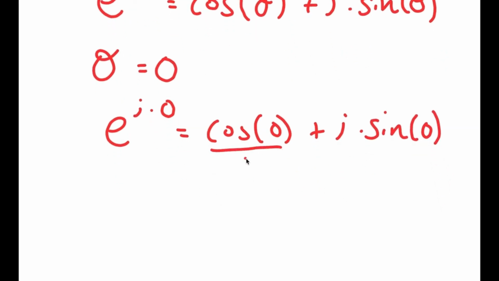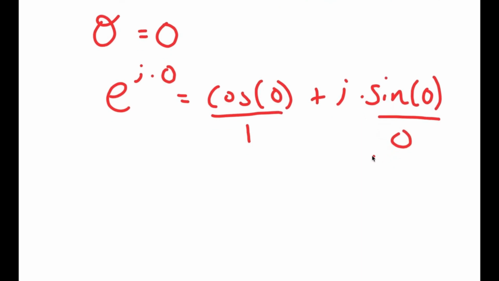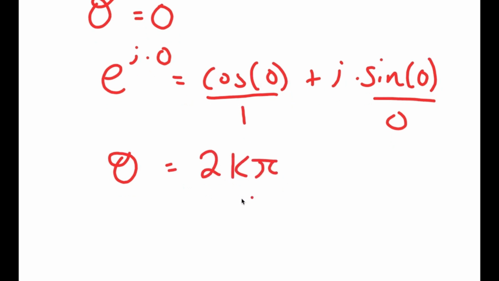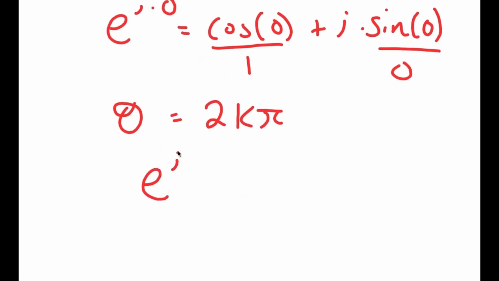And cosine of 0 is equal to 1, and sine of 0 is equal to 0. So I get theta is equal to 2k pi. Now, if this is true, then e to the power of i times 2k pi is equal to 1.